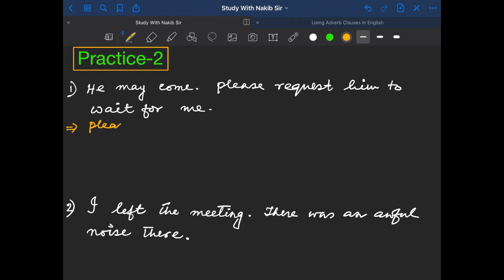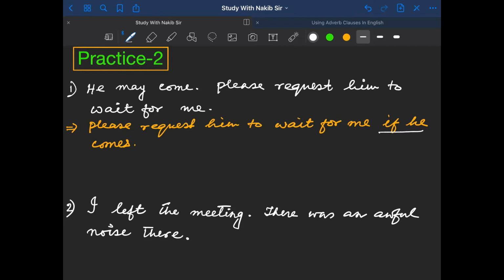Please request him to wait for me if he comes. If he comes, this is a conditional clause, so it is an adverb clause.